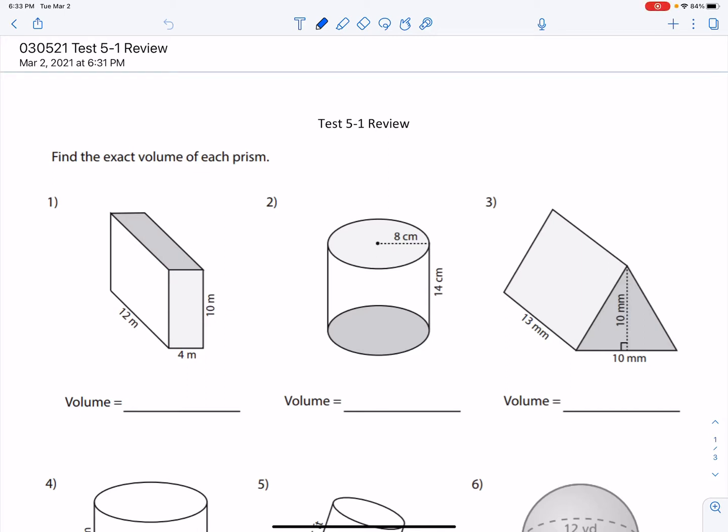Hello class, let's go over the test review for our test tomorrow. Question number 1. It says find the exact volume of each prism, and I'm going to have you round to the nearest tenth on each of these answers.